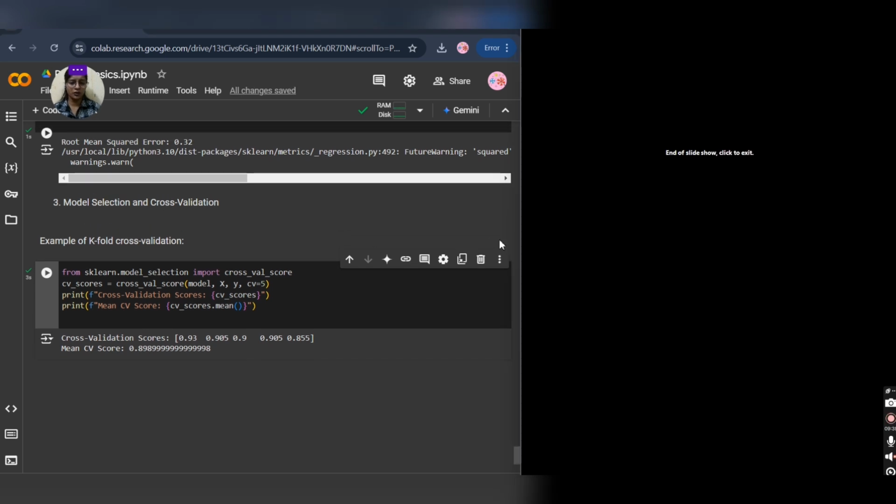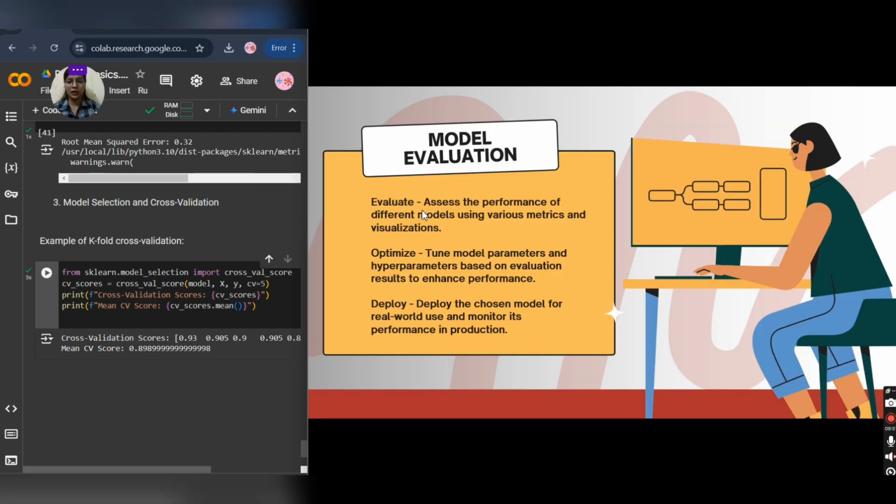Let us understand the model evaluation workflow. Evaluate means assessing the performance of different models using various metrics and visualization. Optimize. We need to optimize our model, so tune model parameters and hyperparameters based on evaluation results to enhance the performance. We have to enhance our model according to the results given by the metrics. Now deploy. Deploy is the last stage of model evaluation, in which we deploy the chosen model for real world use and monitor its performance in production.